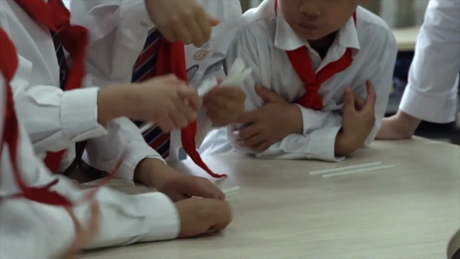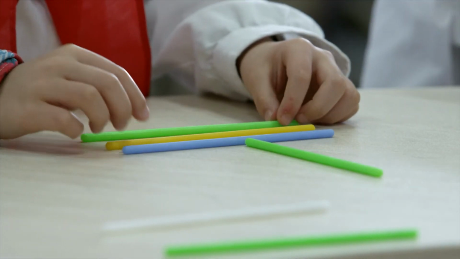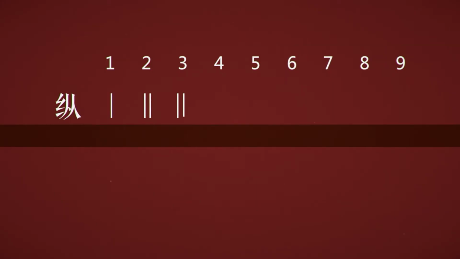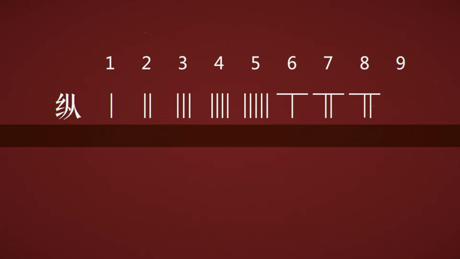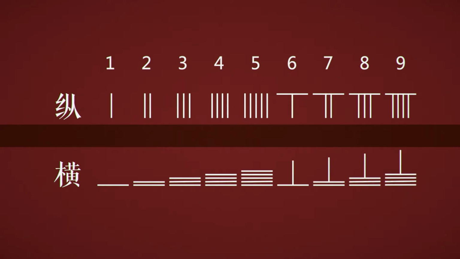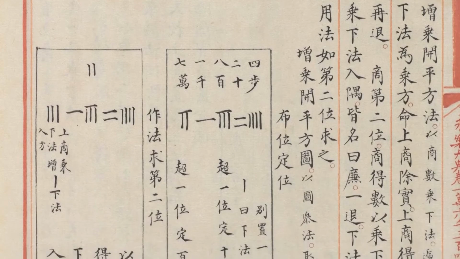Rod numerals are expressed by placing the rods either in the perpendicular or horizontal planes. In the perpendicular, when representing numbers from 1 to 5, each rod represents one digit. For numbers from 6 to 9, one rod placed horizontally represents 5, and the perpendicular rods placed below represent 1. Alternatively, the numerals can be expressed by horizontal placement taking priority.